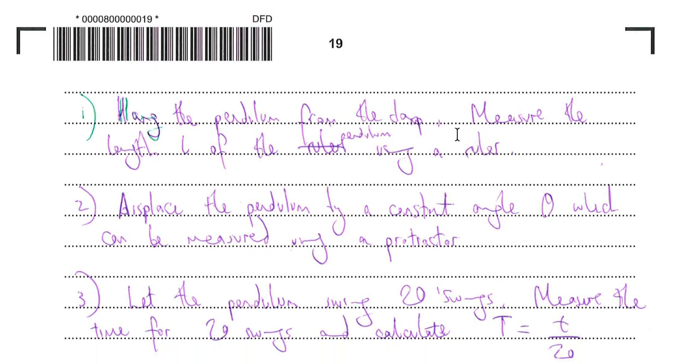Hang the pendulum from the clamp, measure the length of the pendulum using a ruler. I then said displace the pendulum by a constant angle theta, which can be measured using a protractor. So notice here I'm stating a control variable and saying how we measure it. We're going to let the pendulum swing 20 times and measure the time for 20 swings. Now that's where maybe I need to look at the mark scheme again. Maybe I wouldn't get the mark there. Maybe I need to say stopwatch. Be explicit here. Make sure you say how you measured everything and give any details.